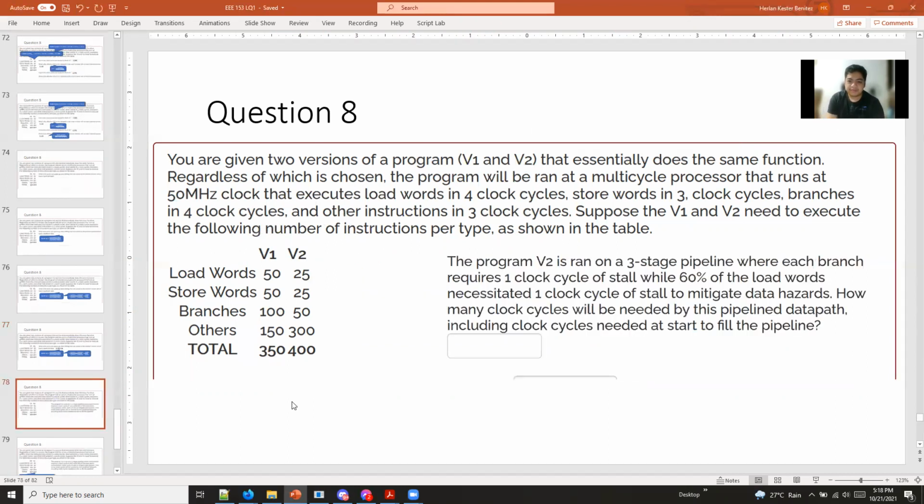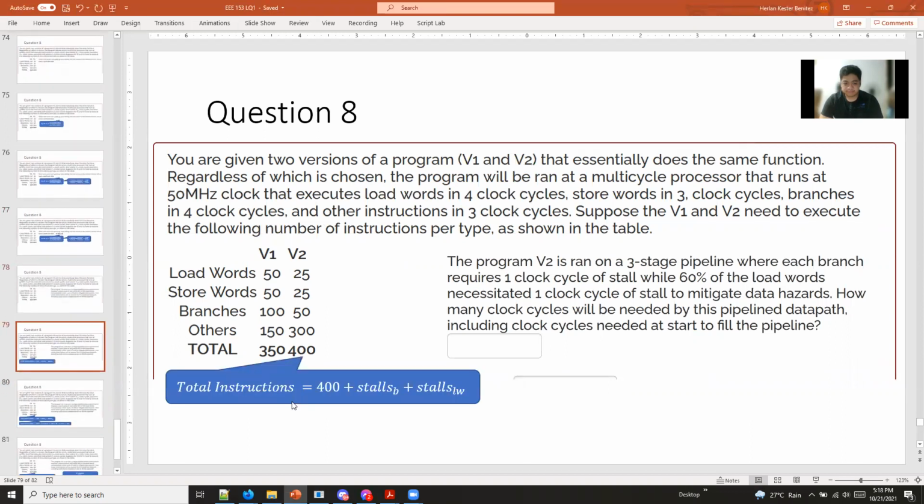So ito yung medyo spicy na tanong. The program V2 is run on a 3-stage pipeline where each branch requires 1 clock cycle to stall, while 60% of the load words necessitated, kinailangan, 1 clock cycle of stall to mitigate data hazards. How many clock cycles will be needed by this pipeline, including yung clock cycles needed at the start to fill the pipeline?